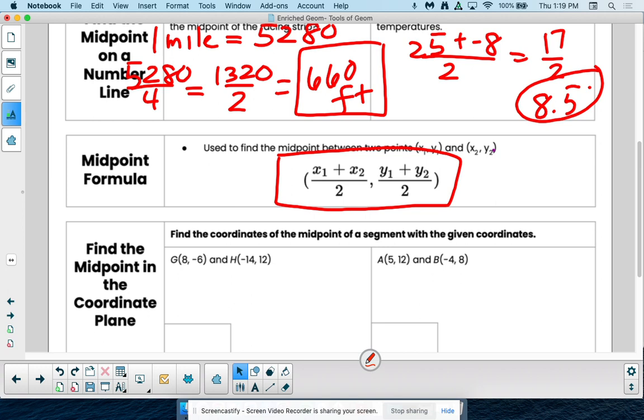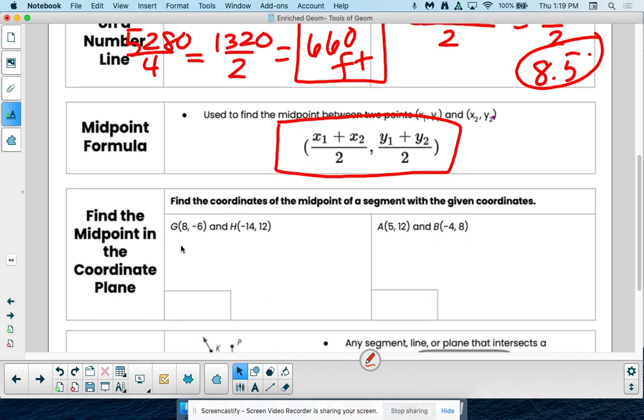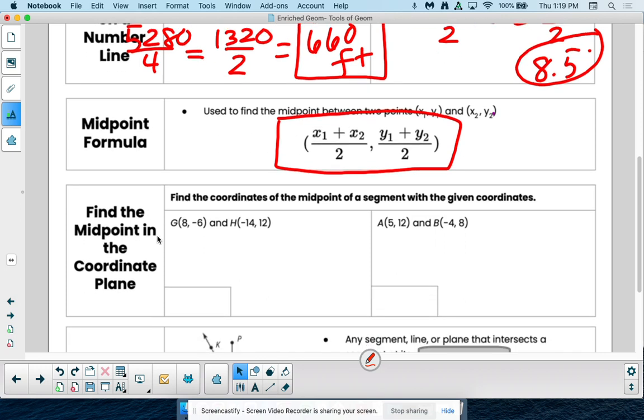So it kind of starts off the same way we did when we were doing the distance formula. We're going to be given the endpoints of our segment, like G and H here. Let's label them as x1, y1, and x2, y2. Label your ordered pairs, and I'll plug them into our formula.